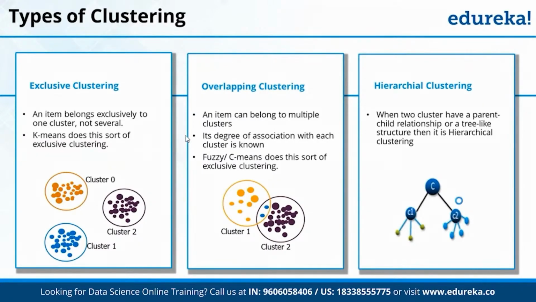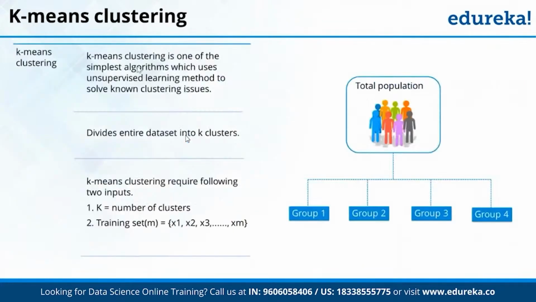Now let's talk about k-means clustering, how it actually works. K-means clustering is one of the simplest algorithms which uses the unsupervised learning method to solve known clustering issues. It divides the entire dataset into k clusters. K-means clustering requires the following two inputs: the number of clusters and the training set. So basically I require a dataset and how many clusters you want. You can see I have this total population and then I have group 1, group 2, group 3, group 4. It actually divides that into the clusters.